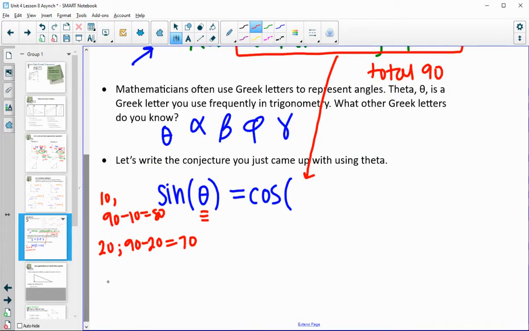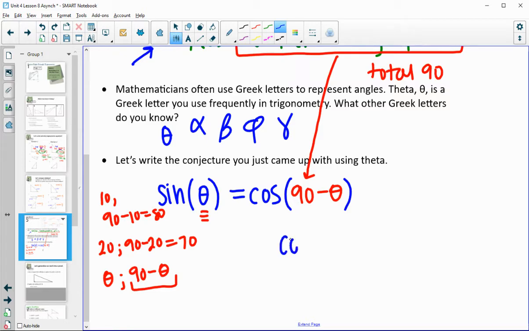So if we now have theta here, it would make sense then that we would take 90 and subtract whatever theta is. This is our complement. Okay, so we'll put this in as the angle into cosine. So this equation here says that the sine of an angle equals the cosine of its complement. Or you could do this vice versa, and you could say cosine of an angle equals the sine of its complement.